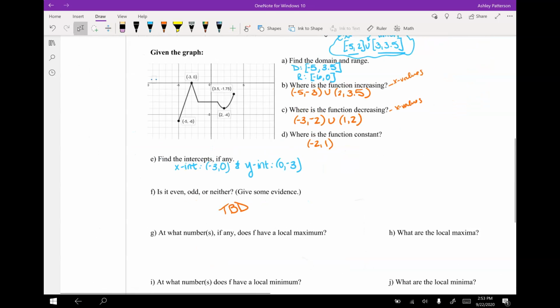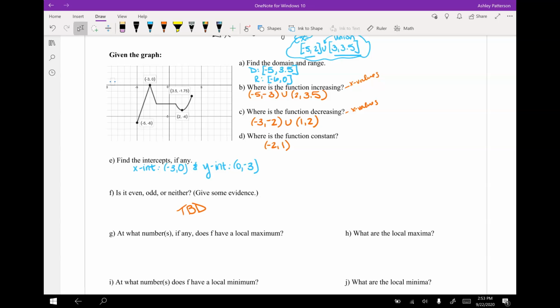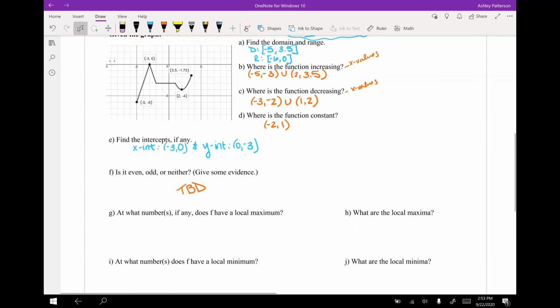And then at what numbers, if any, does the function have a local maximum and a local minimum? Okay, local maximum are any points in which the function changes direction from increasing to decreasing, and I only see one. I'm going to say that it is 0 at x equals -3. Again, what's the maximum and where does it occur? Okay, what is it? Where does it occur? It is 0 at x equals -3.